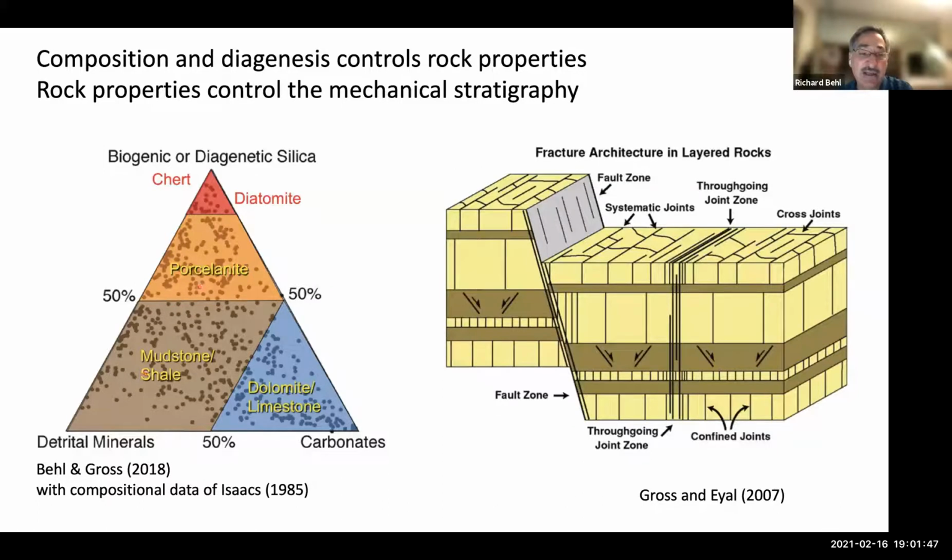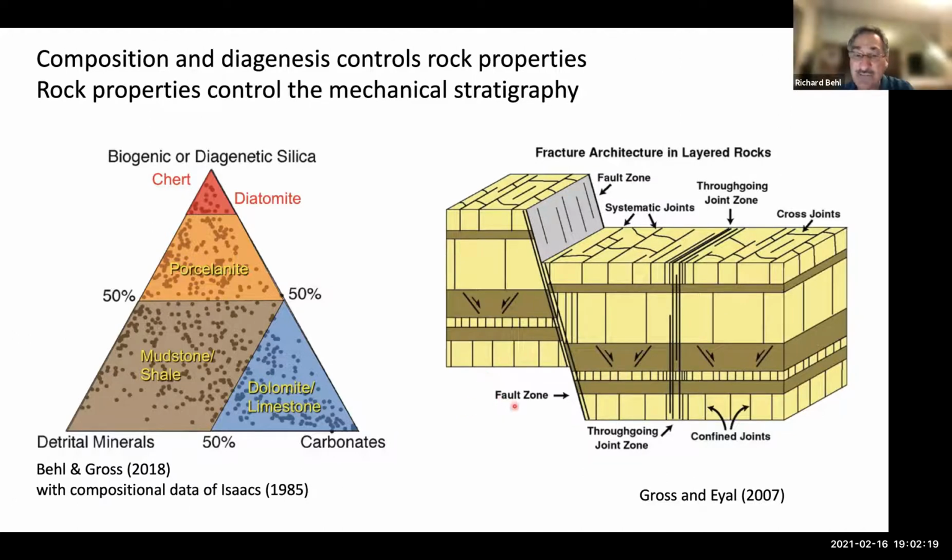Mudstones or shales, regardless whether they have some silica in them or they have some carbonate in them, because of the abundant clay, are weaker rocks, and they tend to be ductile, but they also tend to extend in different ways, even when they extend and deform brittly. So this is demonstrated in this sort of conceptual block model diagram here by Michael Gross and his colleagues and students over the years.